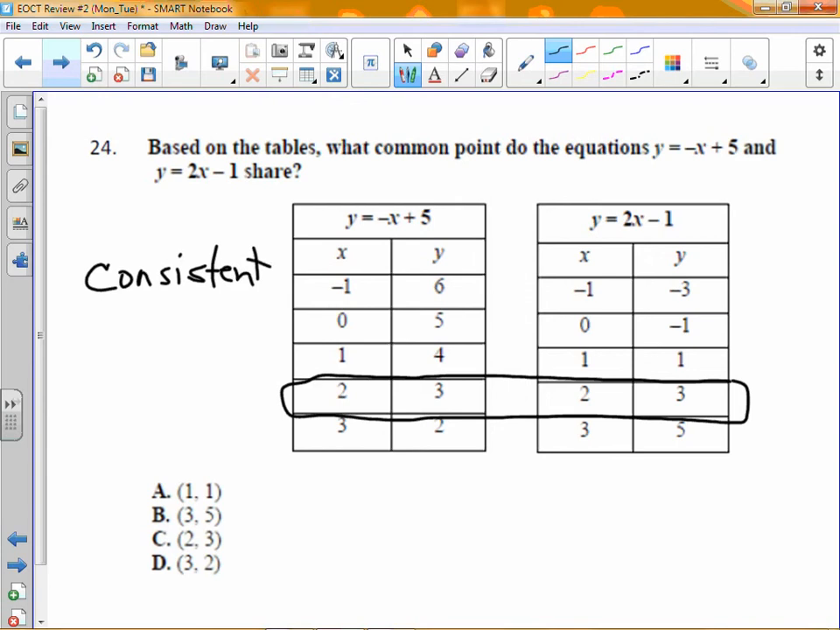based on the conversation that we had yesterday, it's consistent. The reason it's consistent is because it has solutions. How many solutions does this thing have? 1. Guys, it doesn't have 2. There are 2 parts to the solution, because the 2 coordinates, 2, 3, represent the 1 point where these 2 lines intersect. So it's a consistent and independent system.